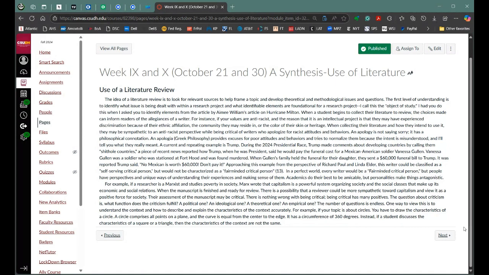But you could also look at something and then not like it just because of your political perspective or your political affiliations and so on and so forth. So a criticism could be a political one, it could be an issue of ideology, or even theoretical and empirical issues. The number of questions is endless. One way to view this is to understand the context and how to describe and explain the characteristics of a context accurately. All right. So this is what I mean by that.